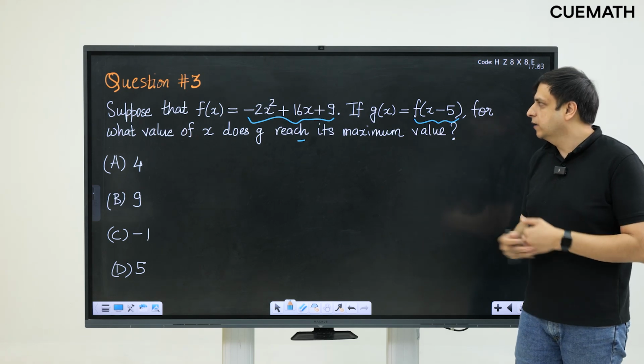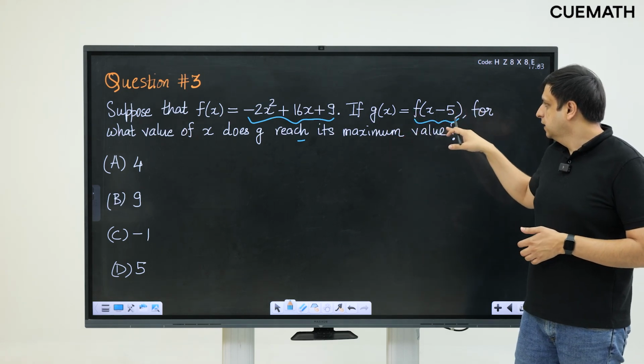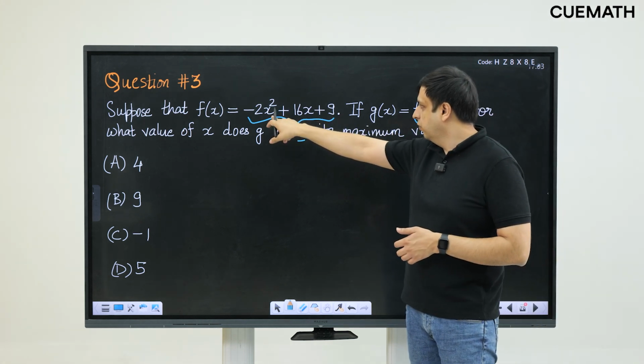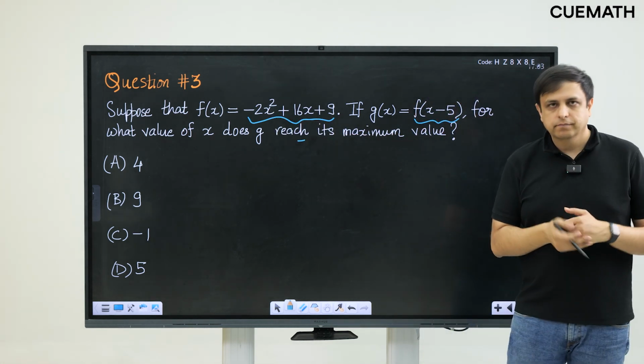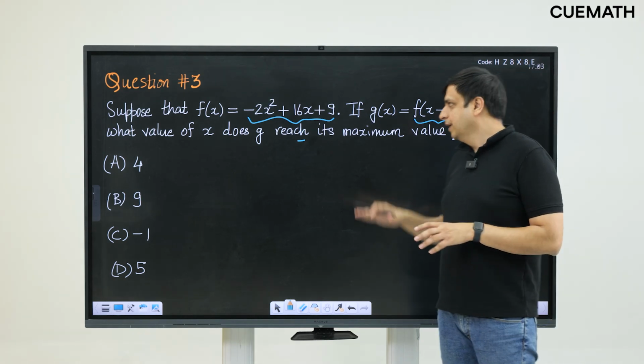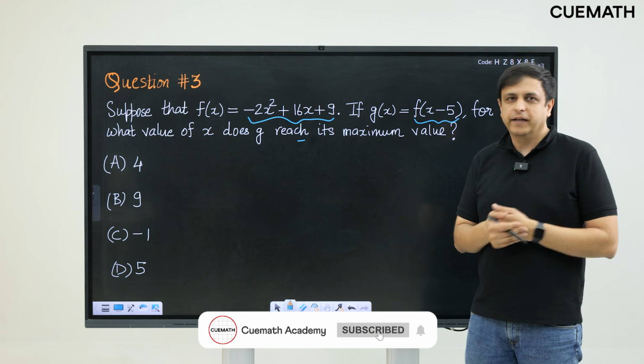So once again, this may look very complicated. You might first try to find g of x by substituting x minus 5 over here, rewriting g of x, and then trying to find where its maximum value will be. But no, that's not how you do it. Once again, make use of the graphical properties and graphical behaviors of quadratics.